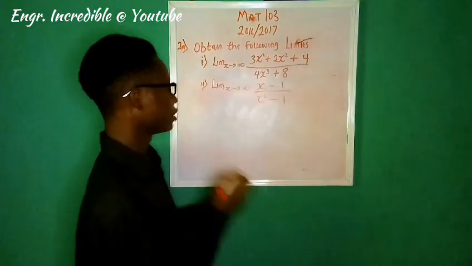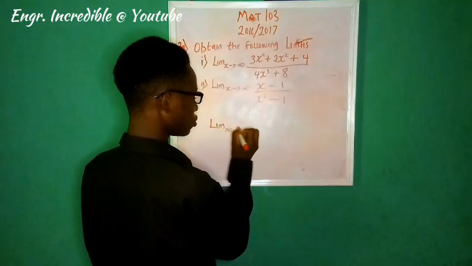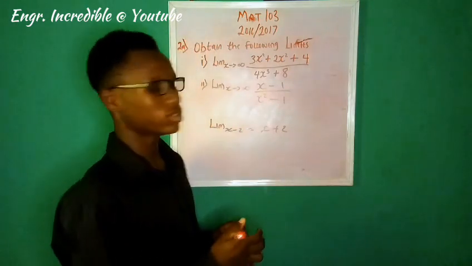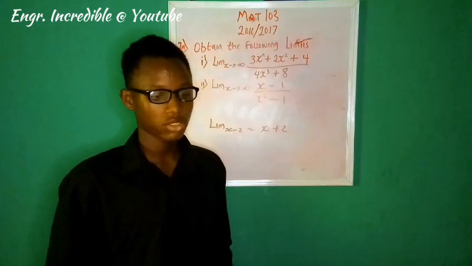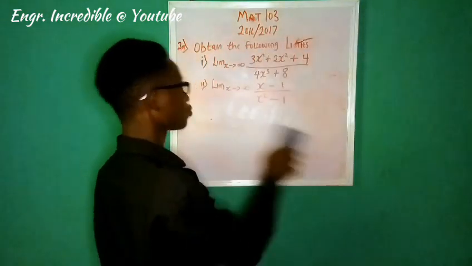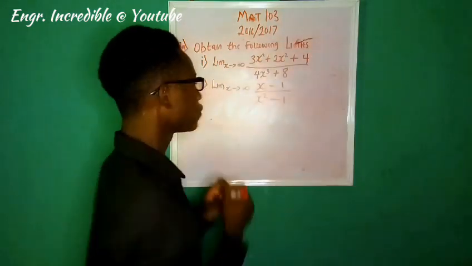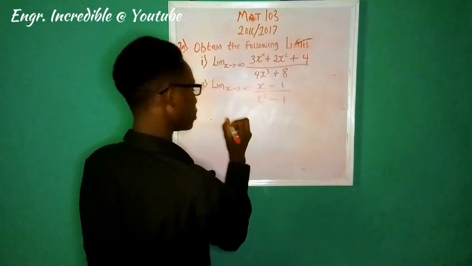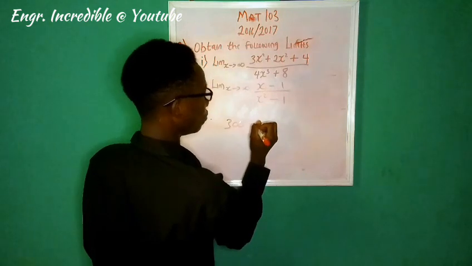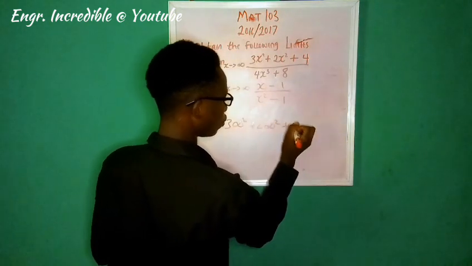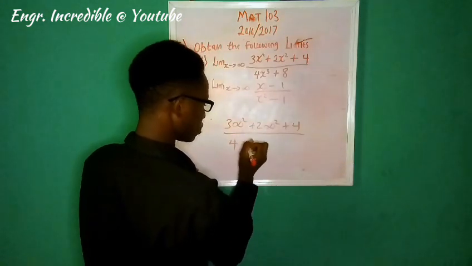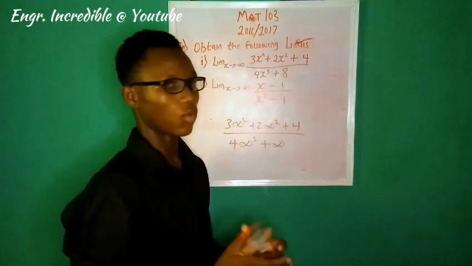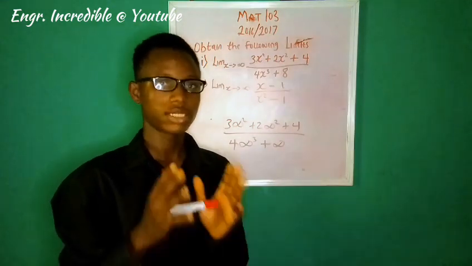Normally, if you are given, let us say, the limit as x tends to 2 of a particular expression like x plus 2, what you just do directly is put 2 here, then you get 2 plus 2. But in this particular scenario, you cannot do it like that, because if we put infinity into any one here, let's take the first one and we put infinity there, we have 3 times infinity squared plus 2 times infinity squared plus 4 all over 4 times infinity cubed plus 8. We will be getting indefinite answers, and we do not want an indefinite answer. We want our answers to be definite.